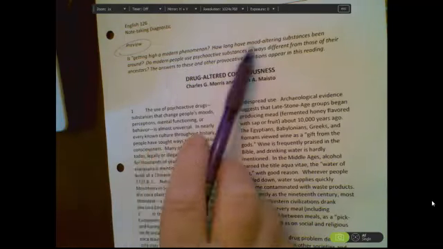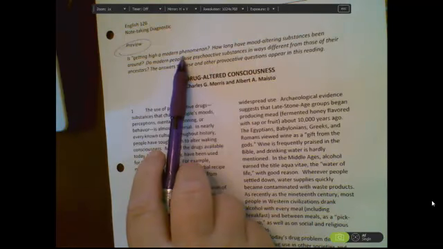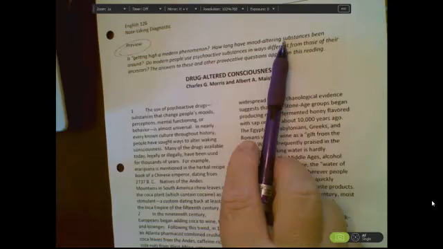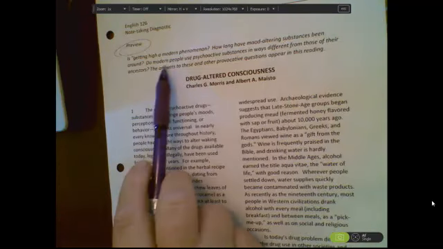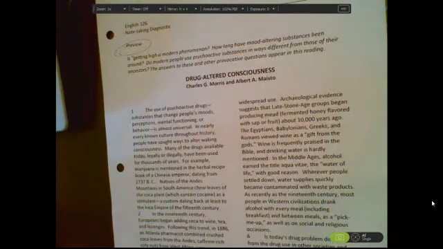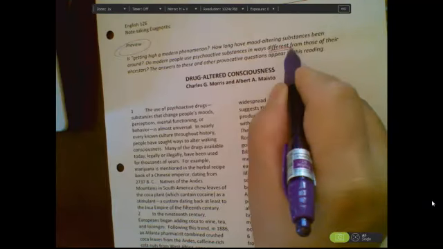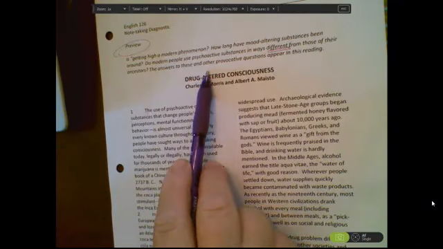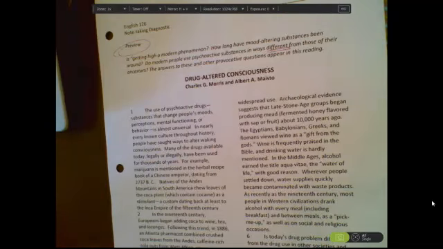It tells you, is getting high modern? So you can get a clue that it's comparing it to the past. It talks about the past when it asks how long they've been around. Again, here's reference to modern people. And this word different, possibly using drugs in a different way from the past. And then it tells you the answers to these questions appear in the reading. So automatically I have my focus.